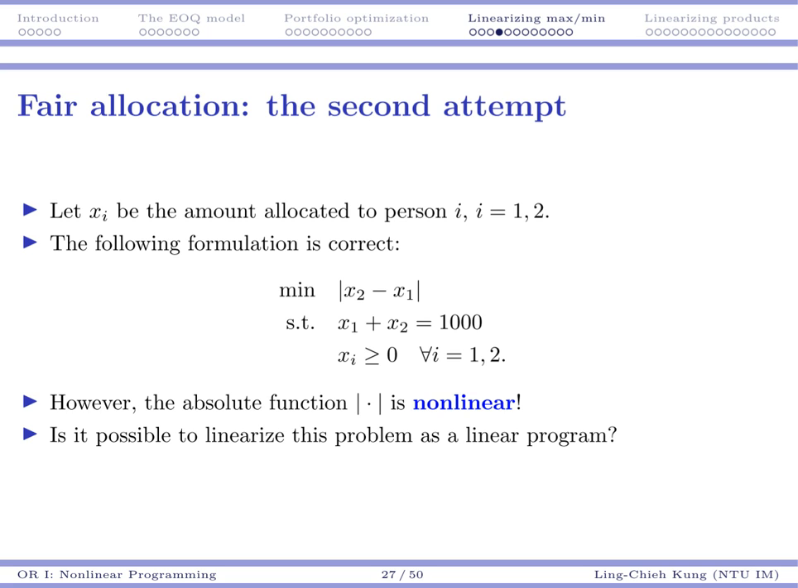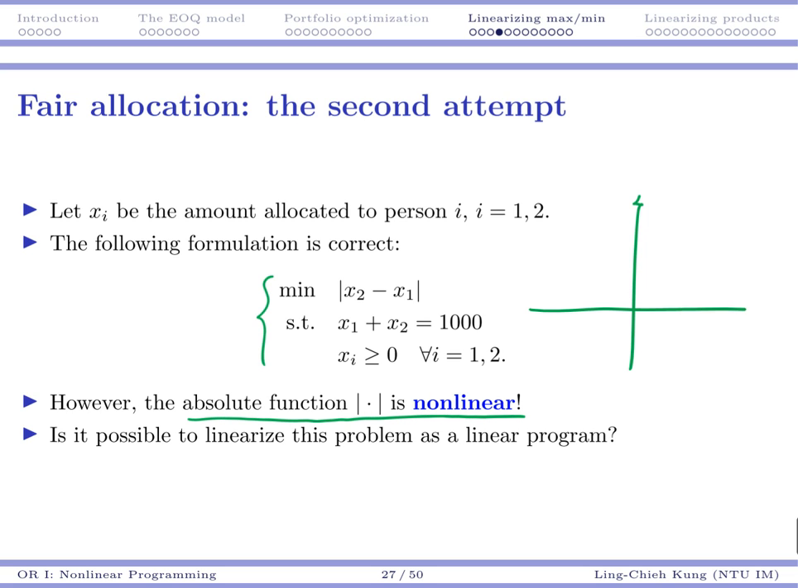What we actually should do is that we should introduce, for example, the absolute function here. Okay? Either x1 is greater than x2 or x2 is greater than x1. We should always let the greater one minus the smaller one. Okay? So if that's the case, then this seems to be a much better formulation. However, the absolute function is nonlinear.